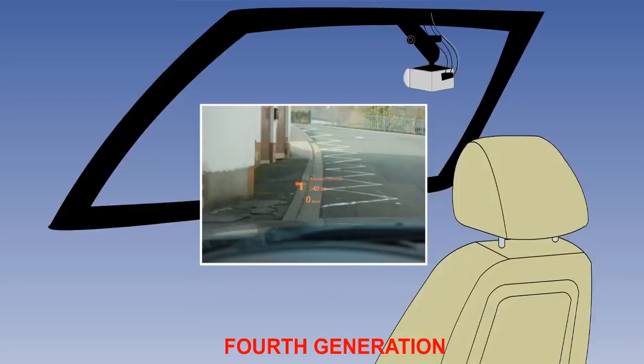Fourth generation systems dispense with the combiner altogether. The entire windscreen is used as a transparent display. It has a phosphor coating which reacts when a small laser projects directly onto it, producing images and even video imagery directly onto the windscreen. These are currently being developed for cars, but aircraft applications will almost certainly follow shortly.